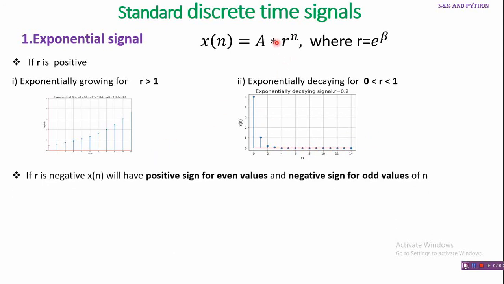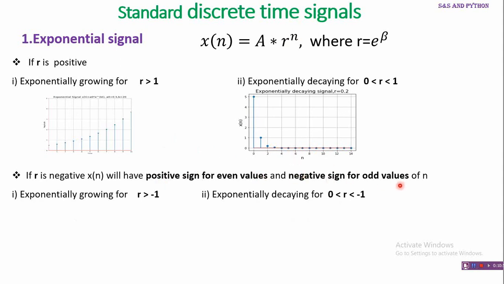When r is negative, we have a negative quantity raised to the power of n, where n takes integer values. So the sign of x of n depends on whether n takes an odd value or an even value. It will have a positive sign for all even values of n, and a negative sign for all odd values of n.